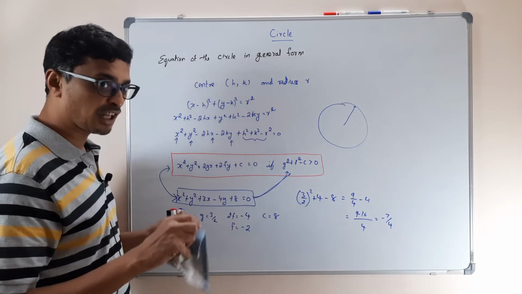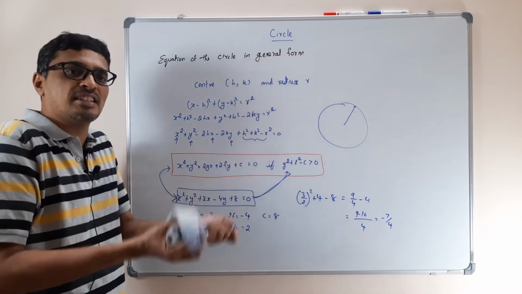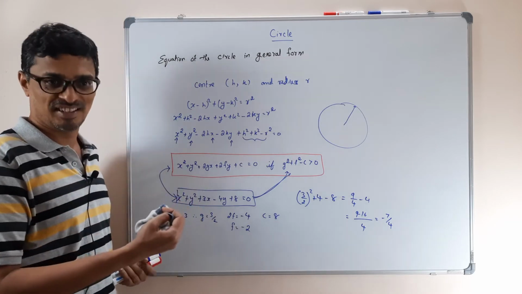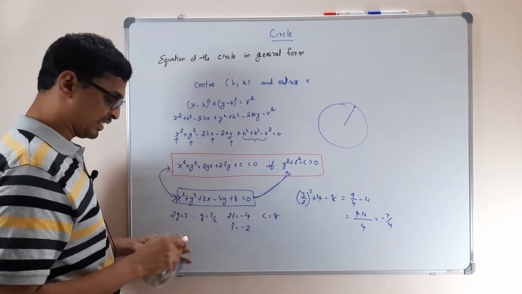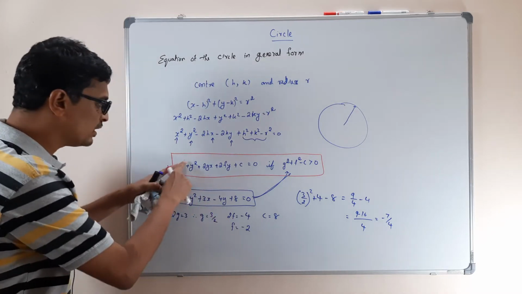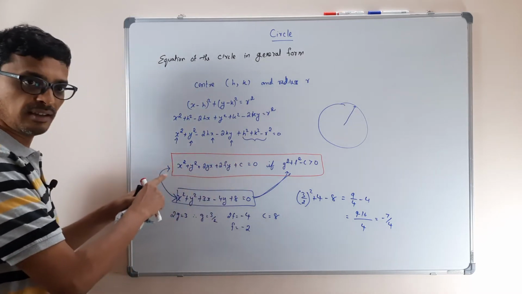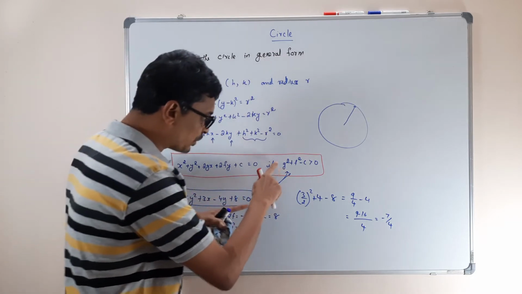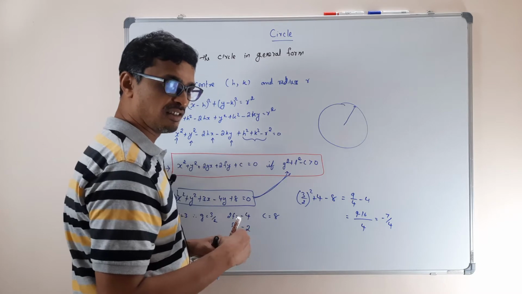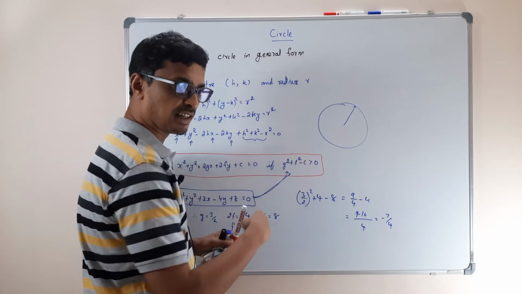In the straight line, what happened? We write ax plus by plus c, which is a straight line. But in a circle, it cannot be, so it has to satisfy this condition. So when you are given an equation like this, what is this quantity? g square plus f square minus c is what? We said it's greater than 0. Why did we say it's greater than 0?